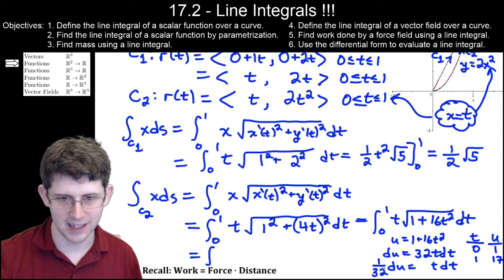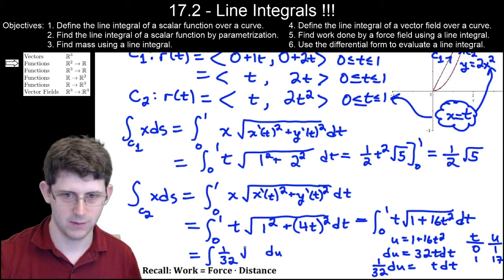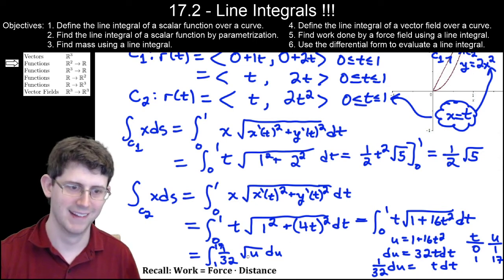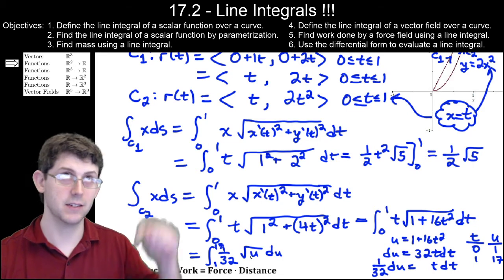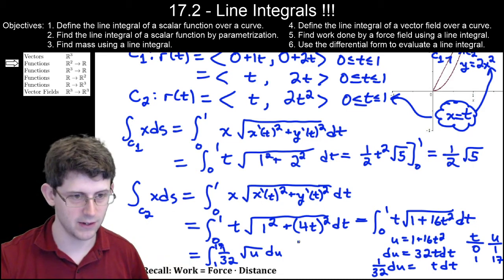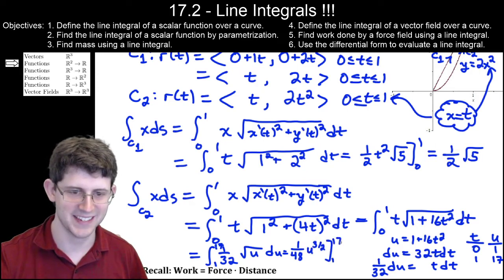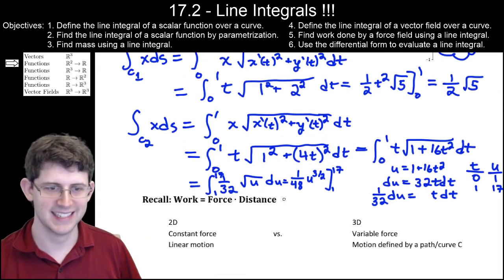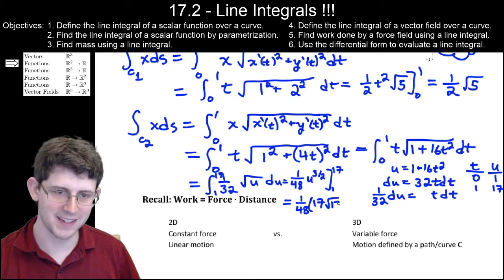So I have the integral of 1/32 du square root of u from 1 to 17. Okay. The integral of u to the 1/2 is 2/3 u to the 3/2. So I'll have 1/48 u to the 3/2 from 1 to 17. Great. I'm super out of space. So this is 1/48 of 17 root 17 minus 1.